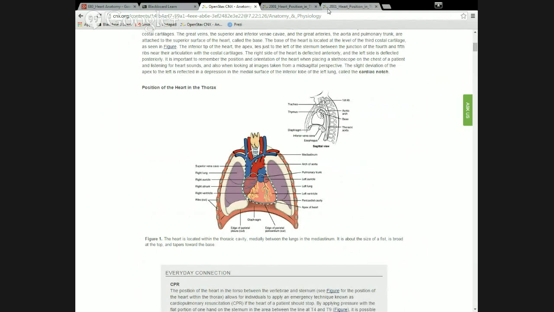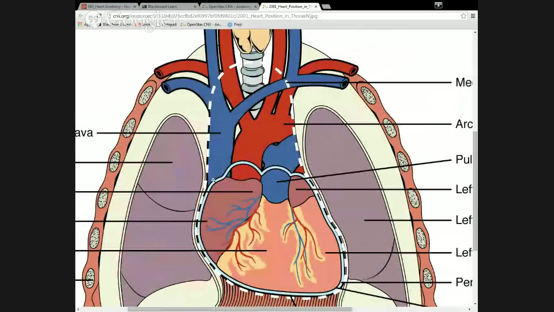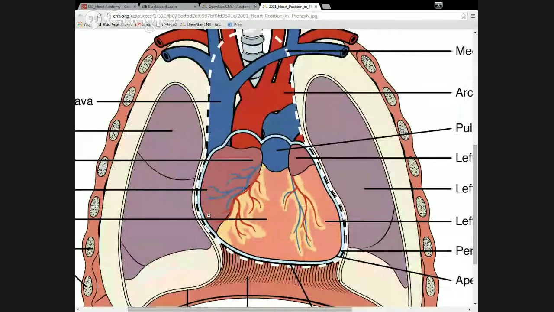Surrounding the heart, I kind of opened it up twice, suggested by this line going around it, is the pericardium. Now, the pericardium is the first of three examples of a serous membrane that we're going to talk about in this class. We're also going to see one related to the lungs and the respiratory system, and then related to the stomach and intestines and the digestive system.